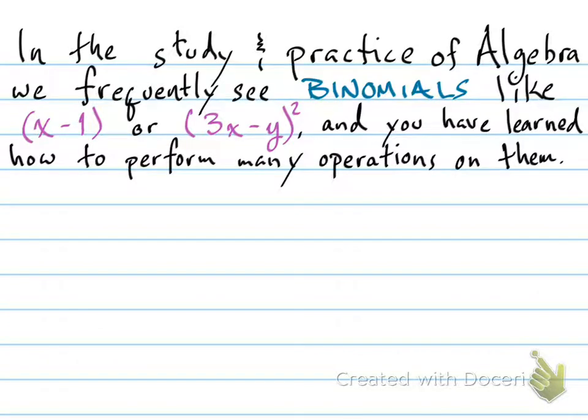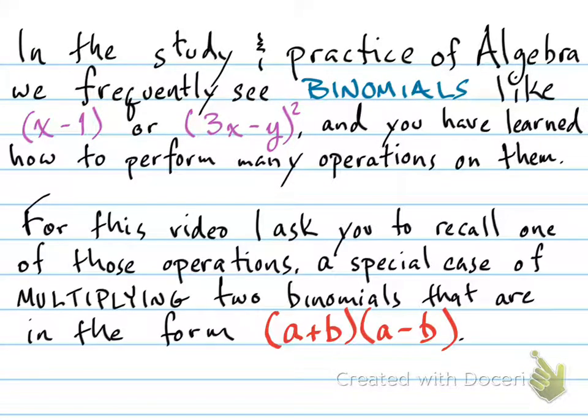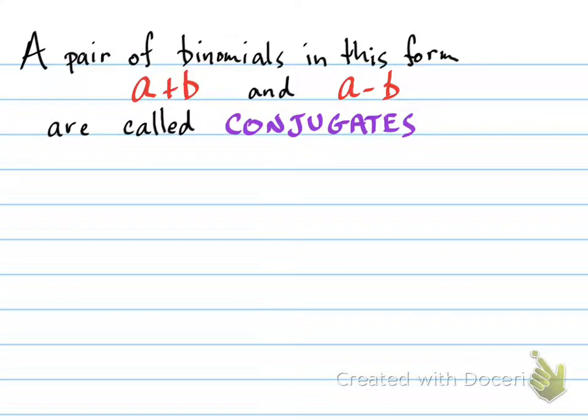In the study and practice of algebra, we frequently see binomials like x minus 1 or 3x minus y squared. And you have learned, I'm hoping, how to perform different kinds of operations on them. For this video, I'd like you to recall one of those operations, which is a special case of multiplying two binomials that are in the form a plus b times a minus b. That's really at the heart of this little process that I'm showing you today called rationalizing the denominator with a conjugate.